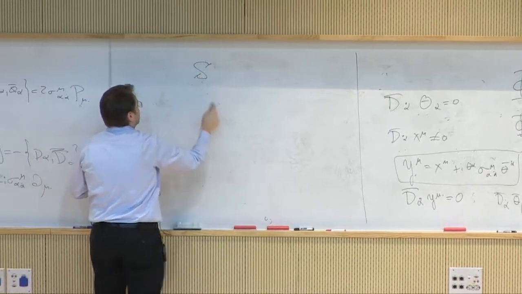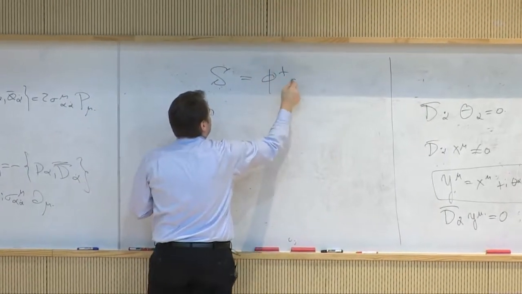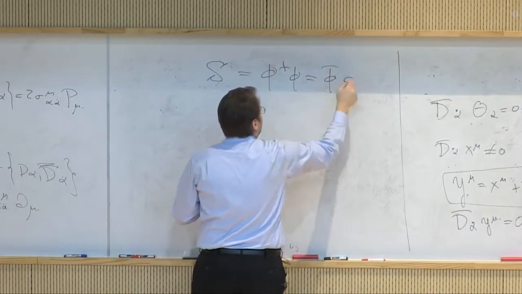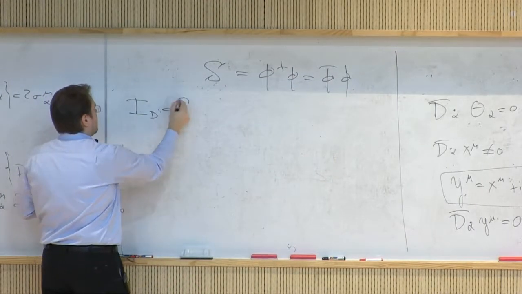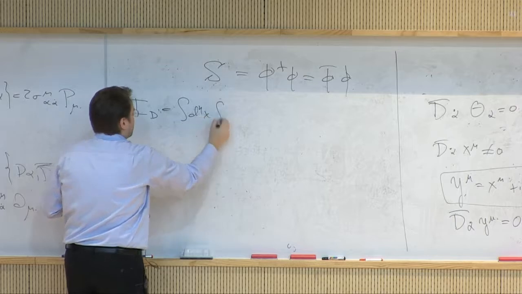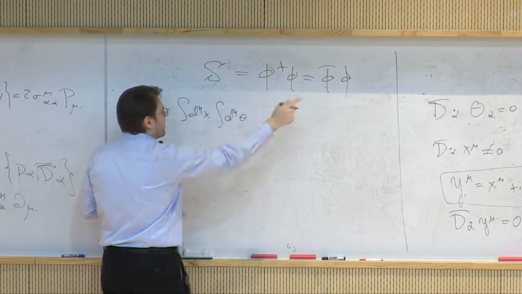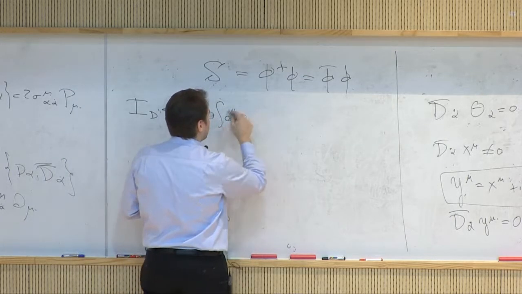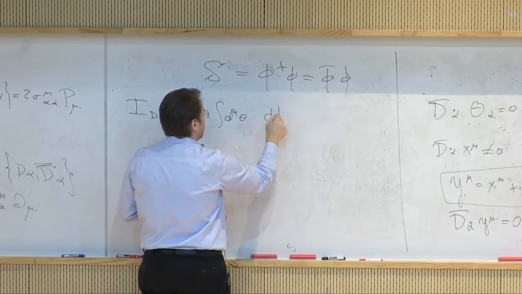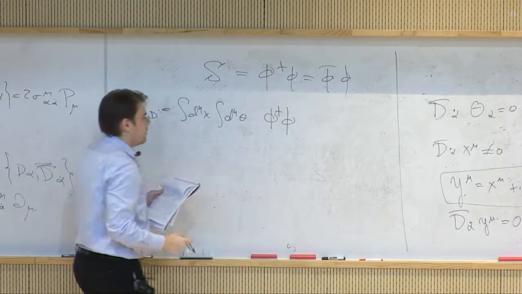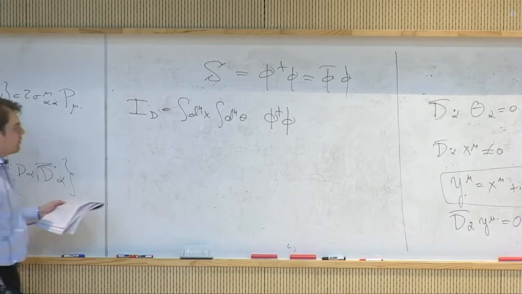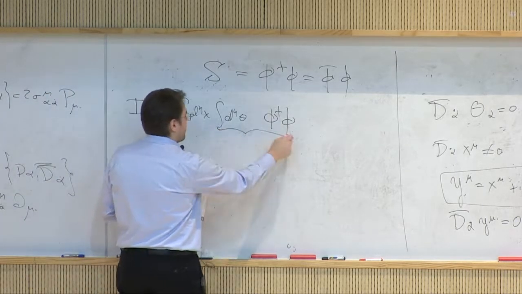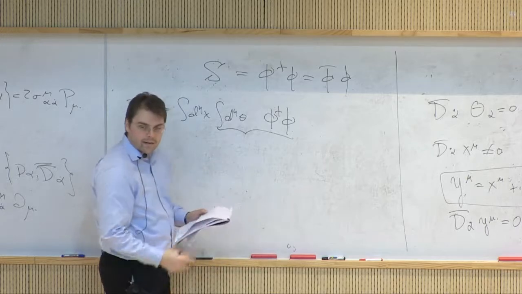So we'll define the superfield S to be phi dagger phi, or equivalently phi bar phi. And then we'll write a D-term Lagrangian, which is exactly the same form as we had over there. So we have a full integral over superspace of this phi dagger phi. All right? And in order to evaluate this, we're going to have to look at the product superfield phi dagger phi.